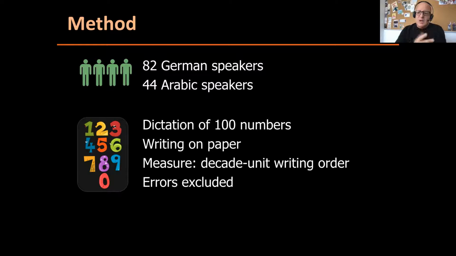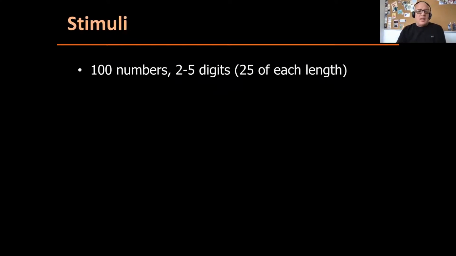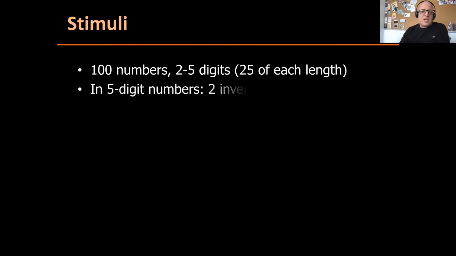And we examined which numbers they wrote, in which cases they wrote first the decade or first the unit. We looked only at the correct answer. There was a low rate of errors and we excluded them. The stimuli were 2 to 5 digits, as I said, 25 of each length.